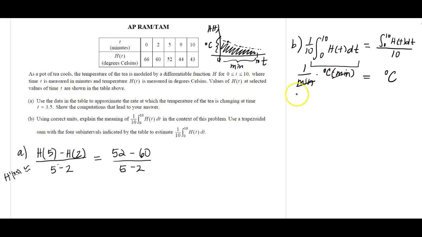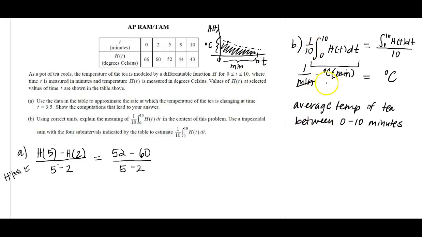So what I found is the average degrees Celsius, or the average temperature. So what does this whole thing represent? This is the average temperature of the T between 0 and 10 minutes. That is what this quantity here represents, the average temperature of the T between 0 and 10 minutes. So the average part came from the 1 over 10, and then we knew it was a temperature because we could think about the units. So first the units of the definite integral, then the units of the 1 over 10 averaging part in front.